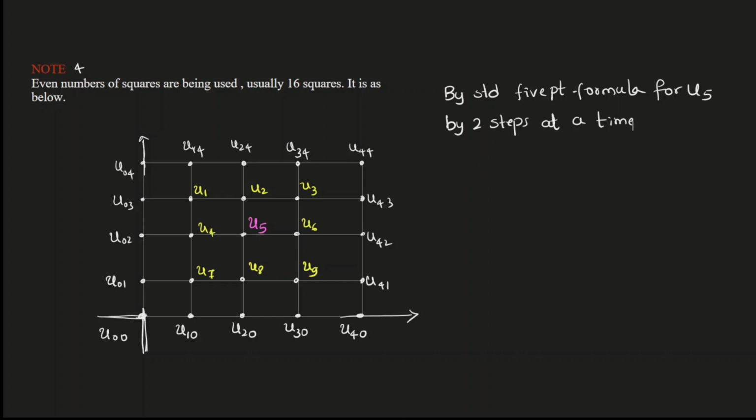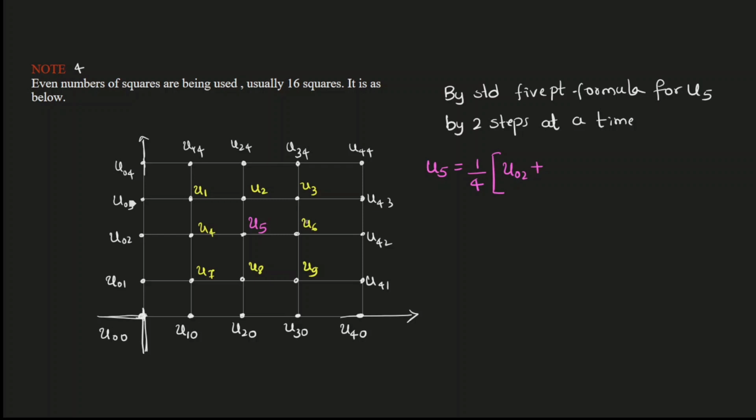U5 is what? Now 2 steps means what? We have to skip its exactly neighbor value. So U5 is equal to 1 by 4. Now its left value is U4. Leave this. Then it is U02.